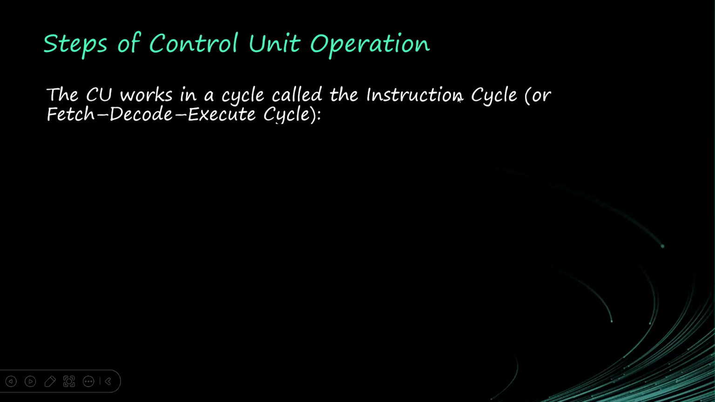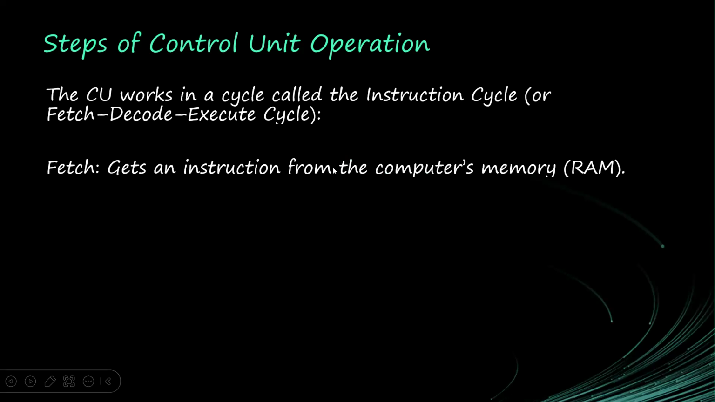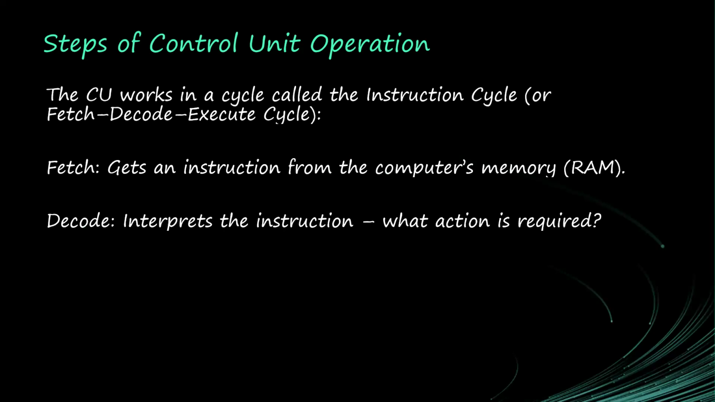So basically, the instruction is just the program that we write. So when we start writing programs, you're going to understand how the computer executes the program that you write. So the CU, that's the control unit, works in a circle, and the circle is called the instruction cycle. It will fetch the instruction, decode the instruction, and execute the instruction. So the fetch is the CU gets an instruction from the computer's memory. It will decode it to understand what the instruction is.